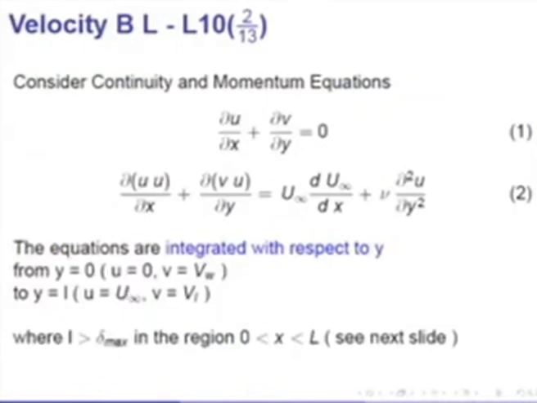So, let us first of all consider the boundary layer equations: du by dx plus dv by dy equal to 0, and the convection terms or the momentum transfer terms, and the pressure gradient term, and the viscous term. These equations are integrated term by term with respect to y of the boundary layer from y equal to 0, where u is equal to 0 and v is equal to v w, to y equal to L, where u equals u infinity and v equals some fictitious velocity V L. L is greater than the delta max in the region 0 to L, as you will see on the next slide.